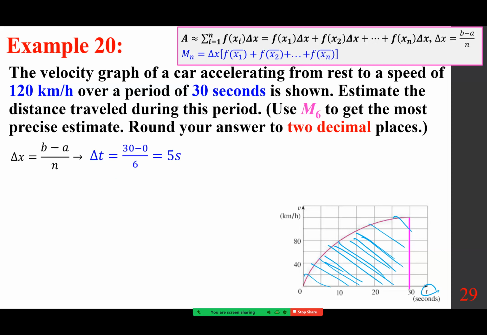So every 5 seconds, everybody. So this is 5, 15, 25. What I want to show you quickly is the concept of left endpoints, right endpoints, and then the midpoint. So let me clean up.